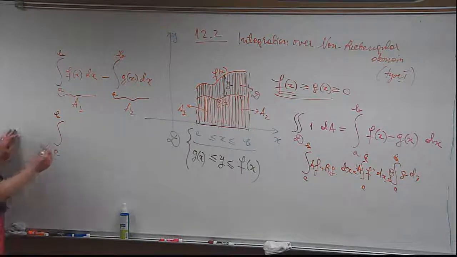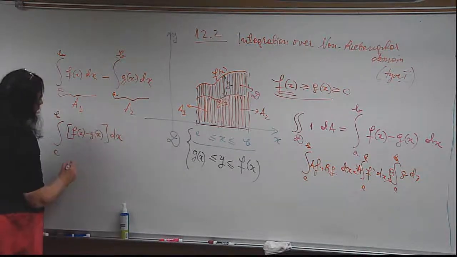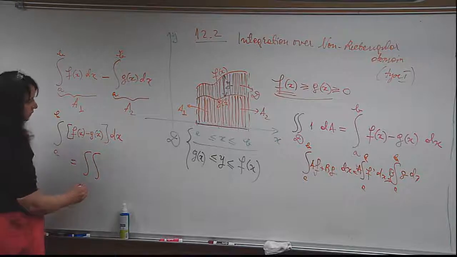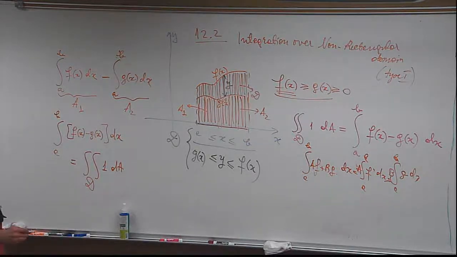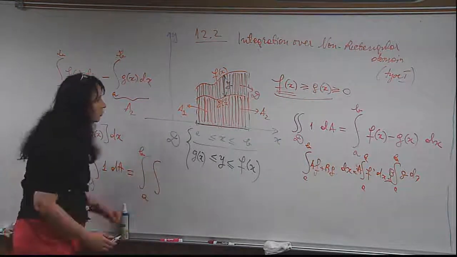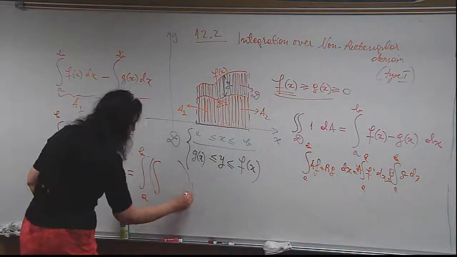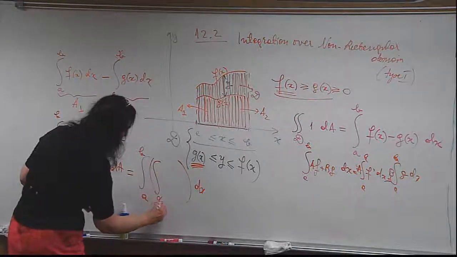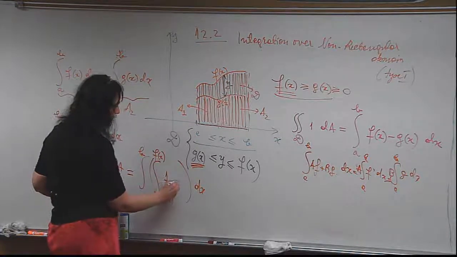So I have the integral from a to b of f of x minus g of x dx. And I claim that this is the same as the double integral of 1 dA over the domain D. How can you write that differently? I'll tell you how. The integral from a to b of the integral from, what's the bottom value of y? So x knows what he's doing. He goes all the way from a to b. The bottom value of y is g of x. You go from the bottom value of y, g of x, to the upper value f of x. And then you here put 1 and dy.